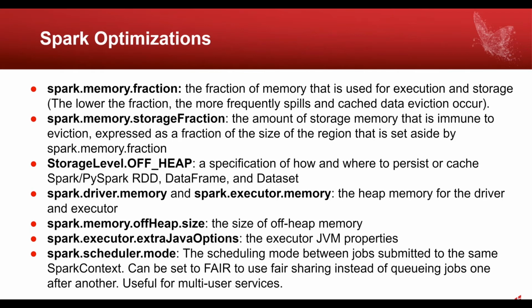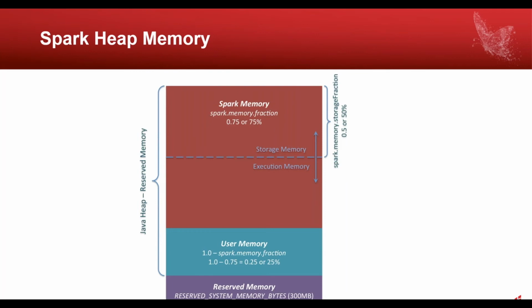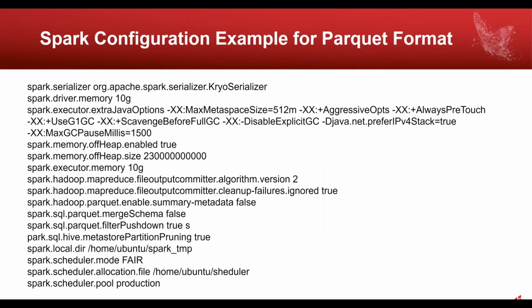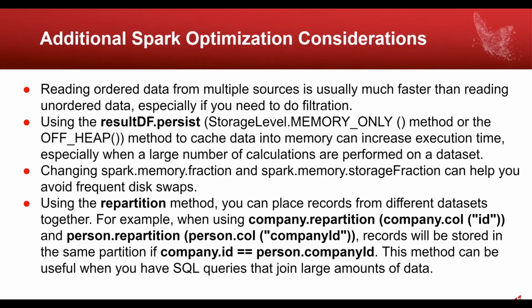Okay, we spoke about this slide, and this is the example that we used for benchmarks. You can see that we have a lot of other properties here, but most of them I have described. I will not spend a lot of attention here. Let's go forward. Okay, other things that can make your Spark job faster.